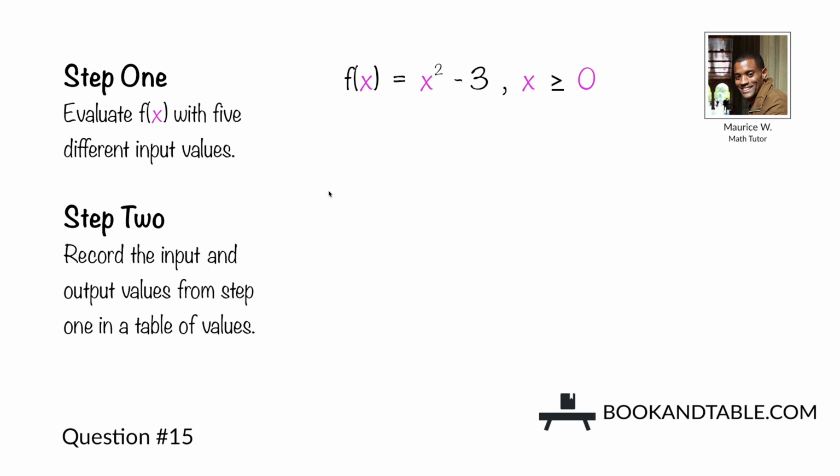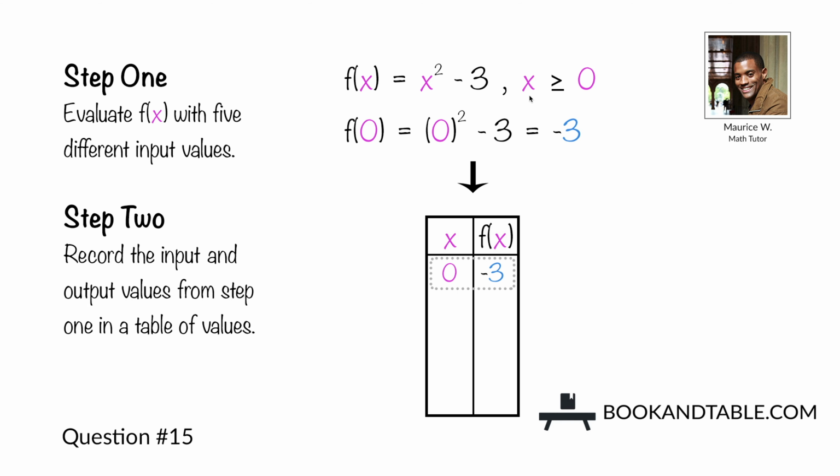Step 1, evaluate f of x with 5 different input values. The domain is restricted to x is greater than or equal to 0. So we'll start at 0 for our input values and work our way up from there. So f of 0 would give us 0 squared, which is 0. And 0 minus 3 is equal to negative 3. So the x value is 0 and the y value is negative 3.